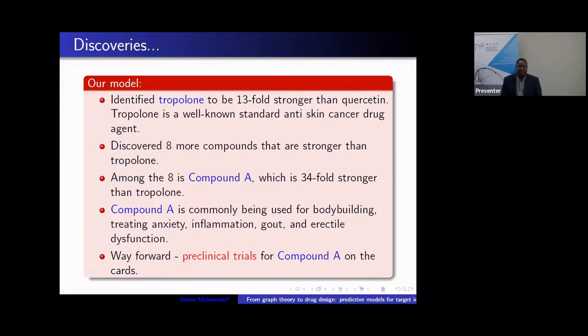So what we are now thinking of doing is to ask our collaborators to take this compound A into the laboratory and to do tests to verify that indeed compound A performs in a manner that the model says it performs. And that, of course, is called preclinical trials.